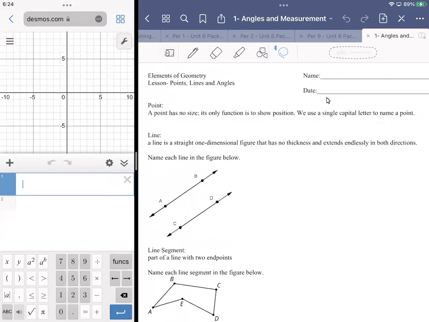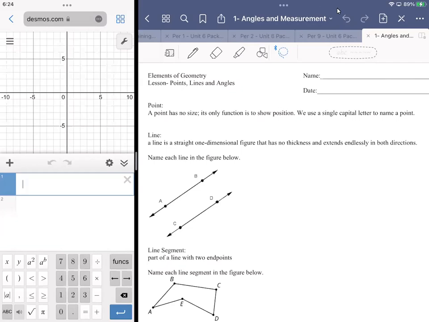Right. To get started, we're going to talk about a little bit of vocabulary. Simple stuff. The first assignment was really like the entire unit's worth of vocabulary. We're only just focusing on a couple of terms here. So point, line segment, and angle.